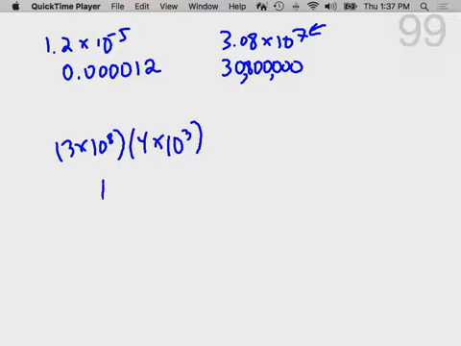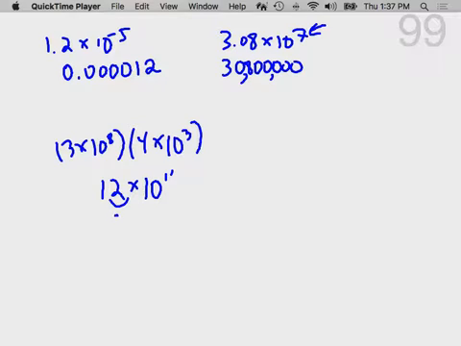3 times 4 is 12, times 10 to the 11. Am I all done? No. What's bad about this? There is something very bad about it. What is it that's bad? Go ahead. Number is too big. Yeah, the coefficient, the number in front, is too big. It's supposed to be 1 or bigger, smaller than 10. 12 is not smaller than 10.